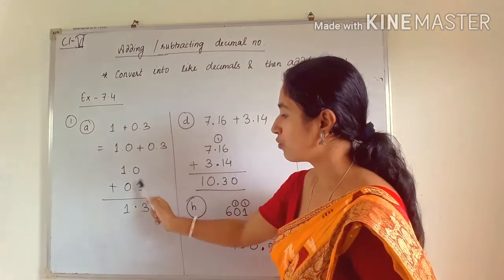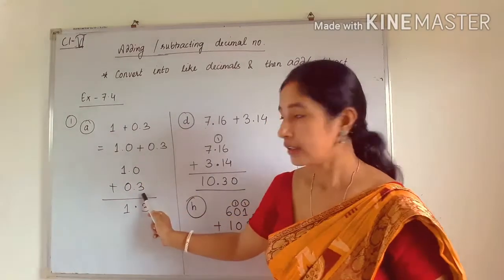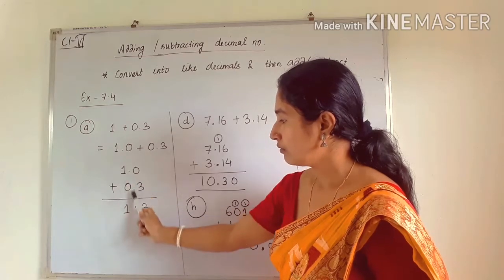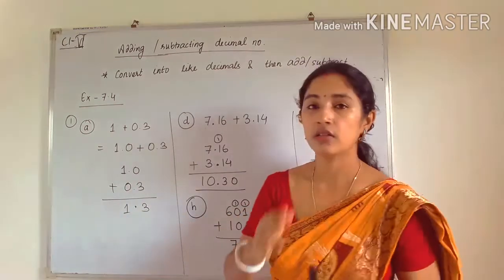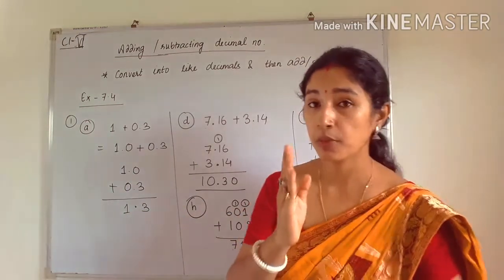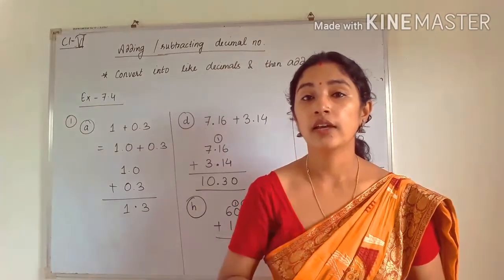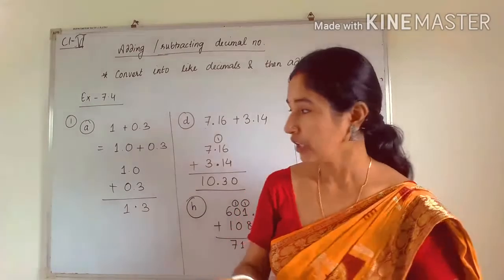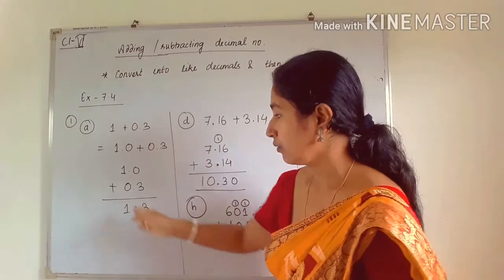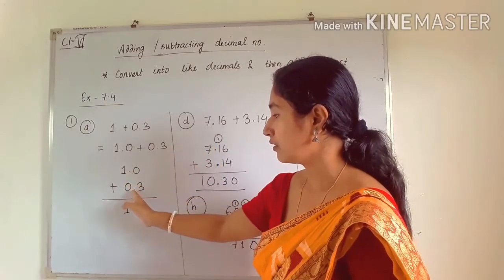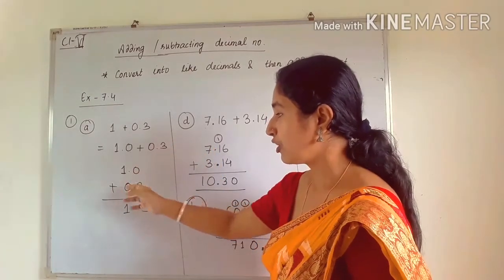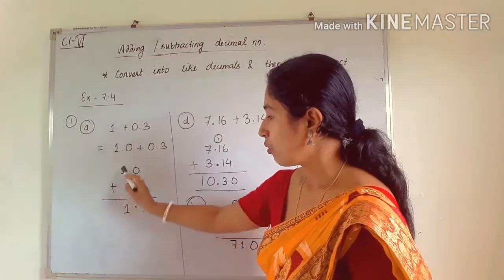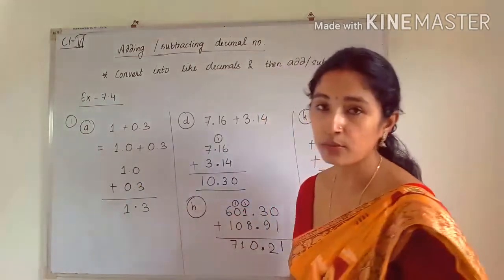So we can place one digit below the other, and the decimal points should be placed in one column. That means they should be placed in one line, vertically, so that each point is placed below the other. So 0 plus 3 will be 3, 1 plus 0 will be 1, so the answer is 1.3.